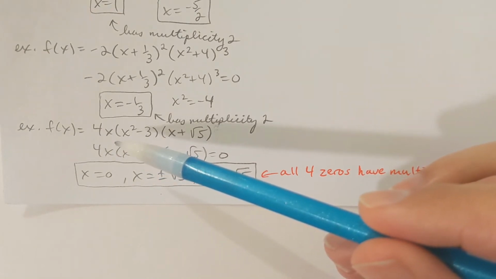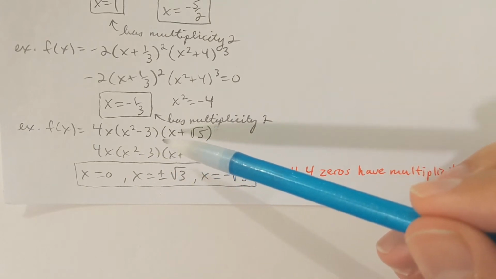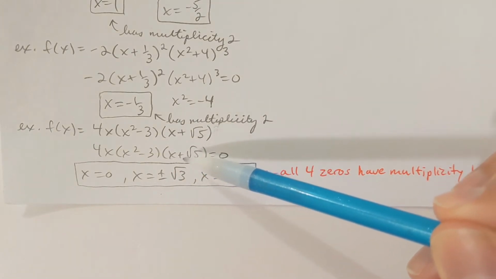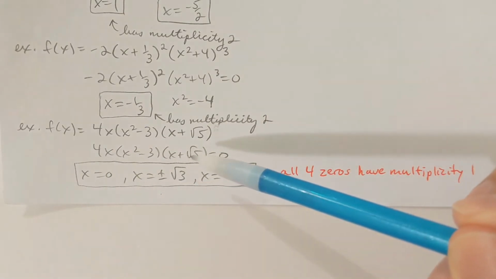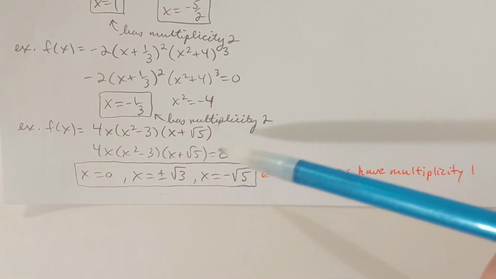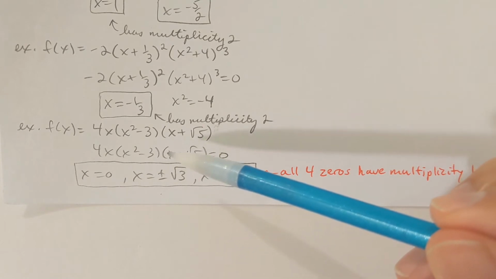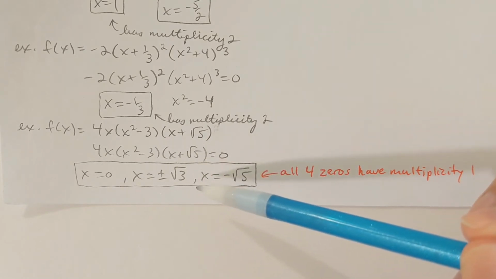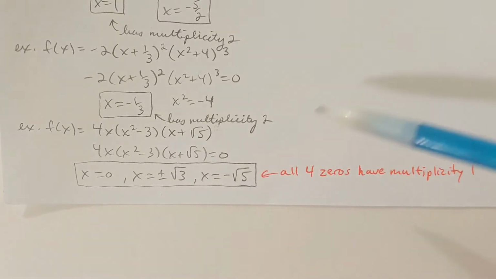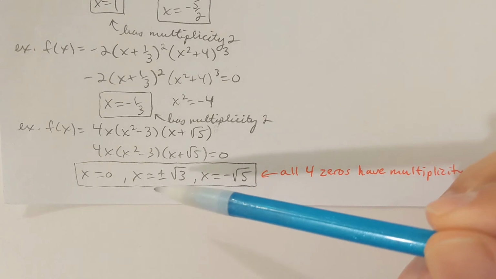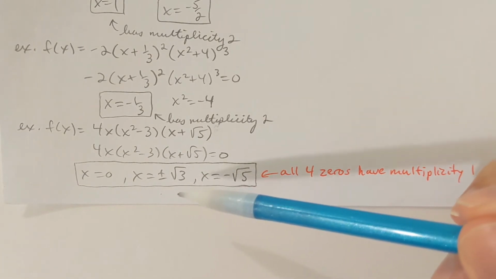f of x equals 4x times x squared minus 3 times x plus root 5. Okay, so I got this set equal to 0, and 4x equals 0 means that x is 0. x squared minus 3 equals 0 means that x is equal to plus or minus root 3, and x is equal to negative root 5. All 4 zeros have multiplicity 1. Okay, so that would be important there.